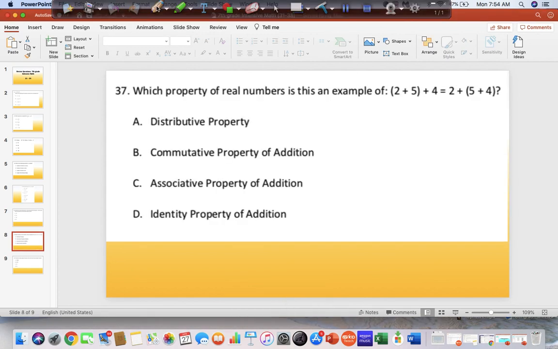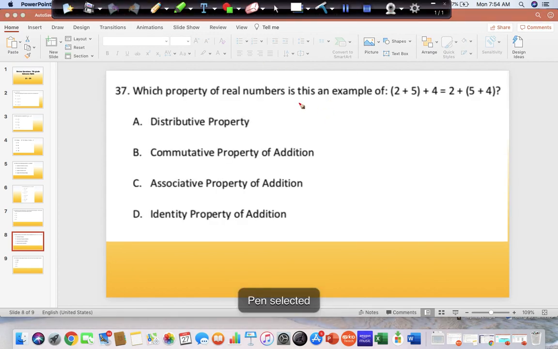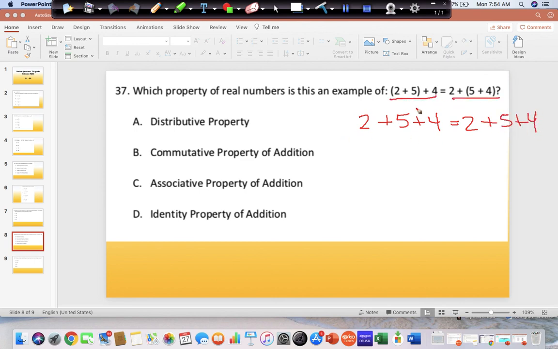Okay, it says, which property of real numbers is this an example of? Well, if we've got 2 plus 5 plus 4, I always like to first look at the placement of the numbers, so that's going to tell you a lot. Notice that my numbers are in the exact same order here as they are here. That is the associative property.